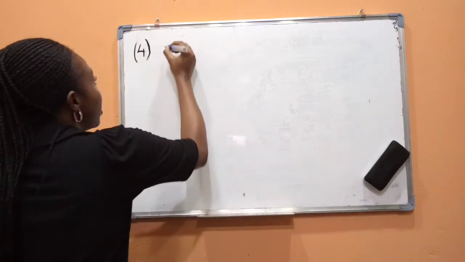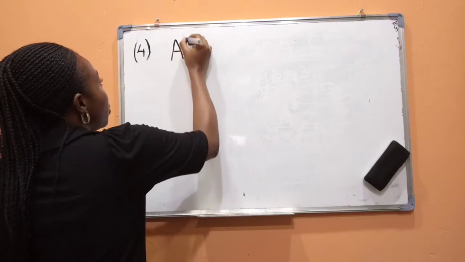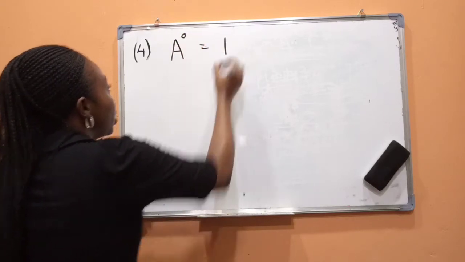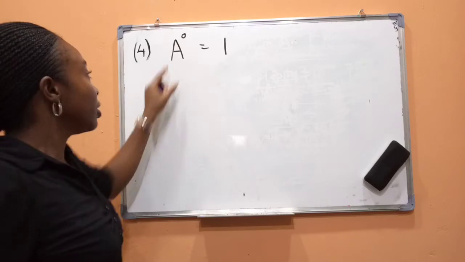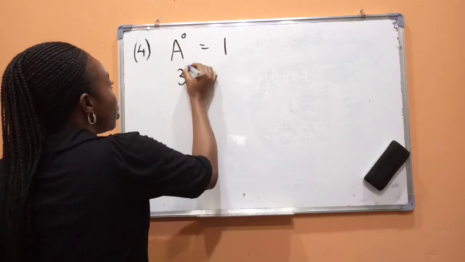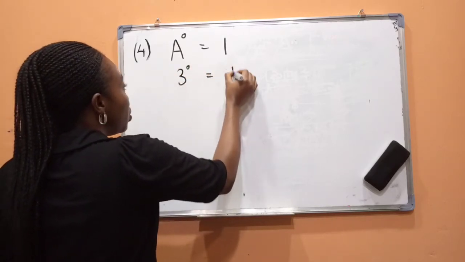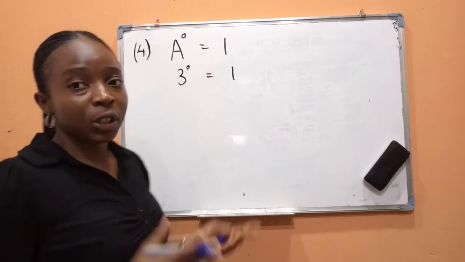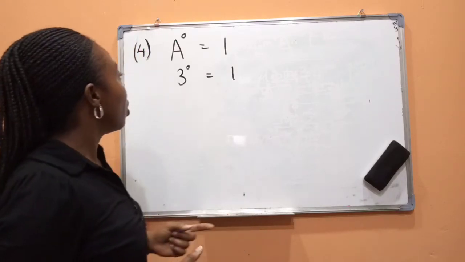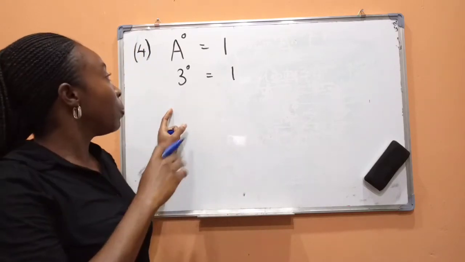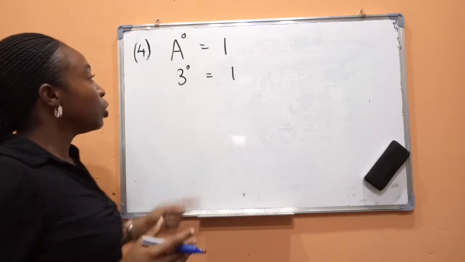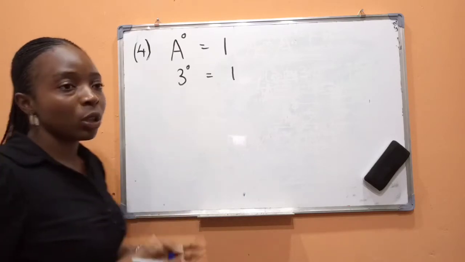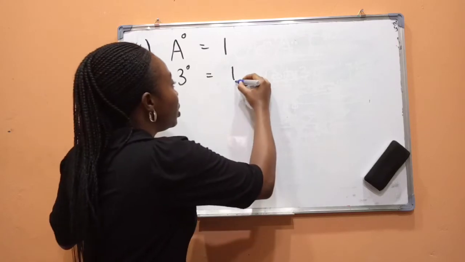So we have a raised to the power of 0 is equal to 1. Let's say a is 3. So 3 raised to the power of 0 is equal to 1. And even if it's a fractional number or a decimal number, when you raise it to the power of 0, it's still going to be 1. So one may wonder, how did they come about this?